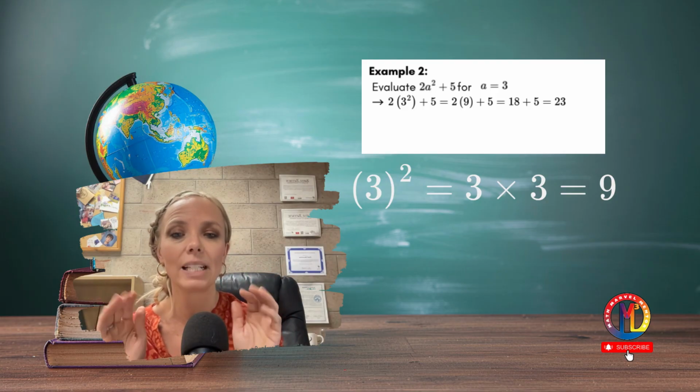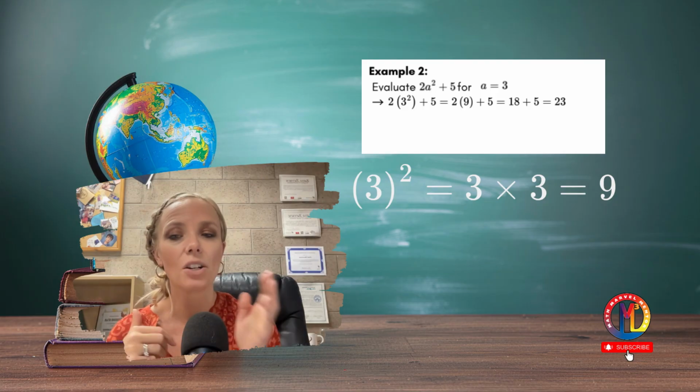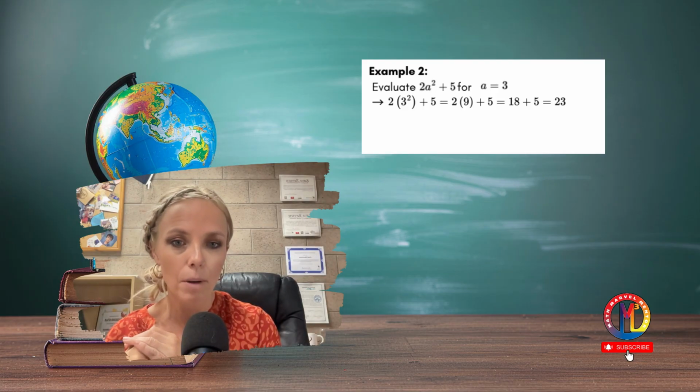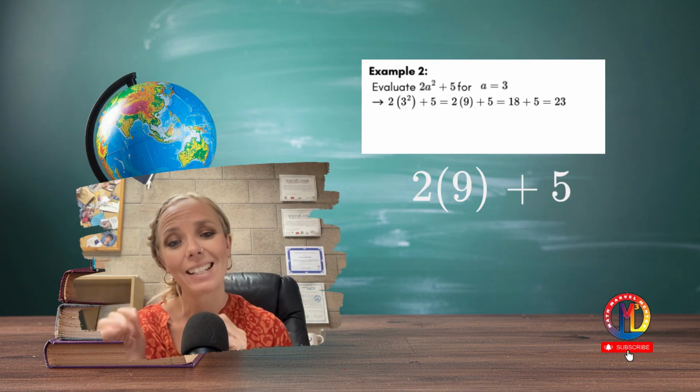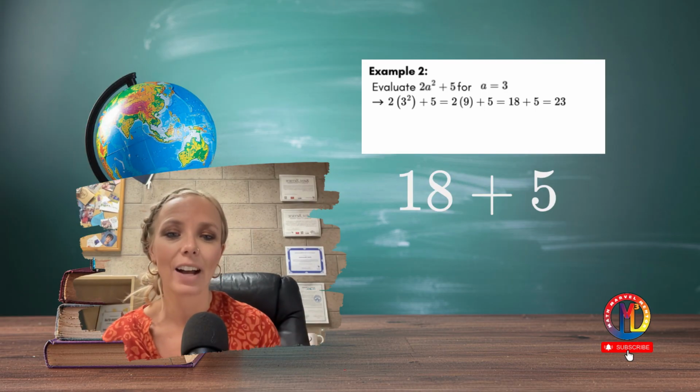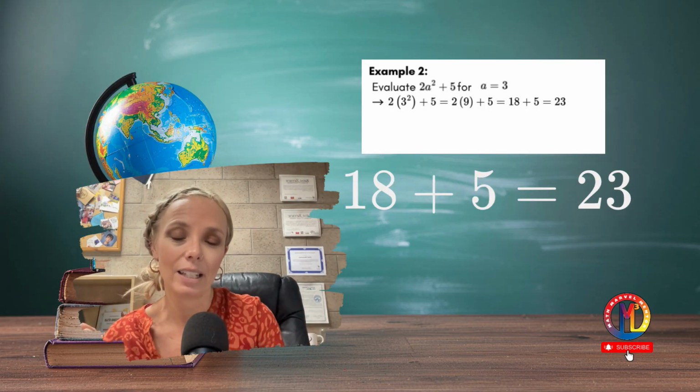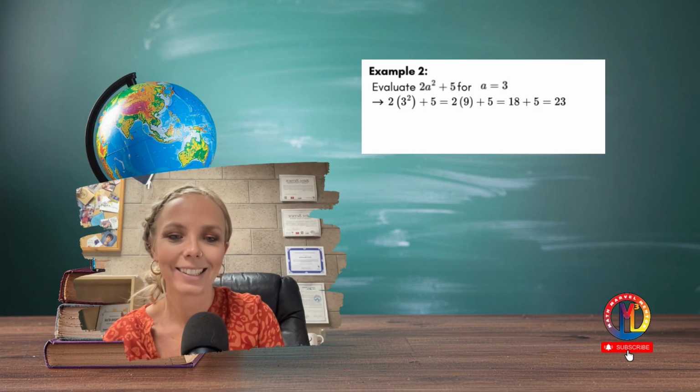So 3 times 3 is 9. And then our next order of operations is to multiply. So we have 2 times 9 plus 5. So 2 times 9 gives us 18, and then we add 5. 18 plus 5 equals 23.